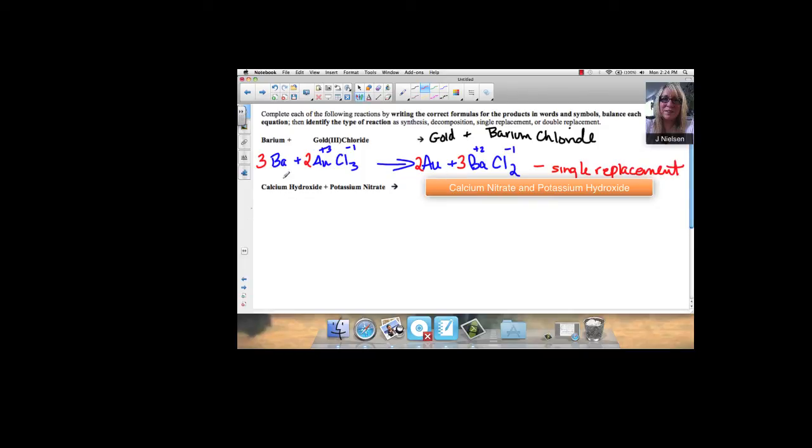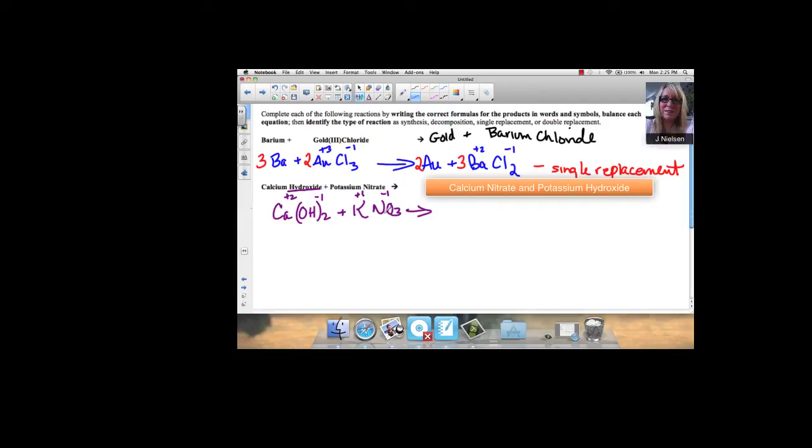All right, calcium hydroxide. Calcium is Ca. It's got a plus 2 charge. Hydroxide is a polyatomic ion found in Table E. It's OH minus 1. So when I drop and cross, this 2 has to come down here, which means the OH has to go in parentheses, plus potassium nitrate. Potassium is K. Nitrate is a polyatomic, NO3, and these are both plus 1, minus 1.